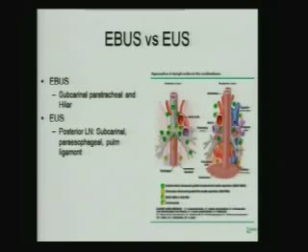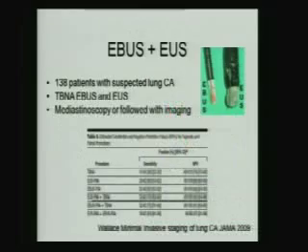How about EBUS versus EUS? We said that EBUS and EUS can sample some lymph nodes in common, and then there are some lymph nodes that cannot be sampled by EBUS and cannot be sampled by EUS. So how do they compare? In this report in the JAMA in 2009, they had 138 patients with suspected lung CA who underwent blind TBNA, EBUS, and EUS systematically. Just to give you a size comparison here.